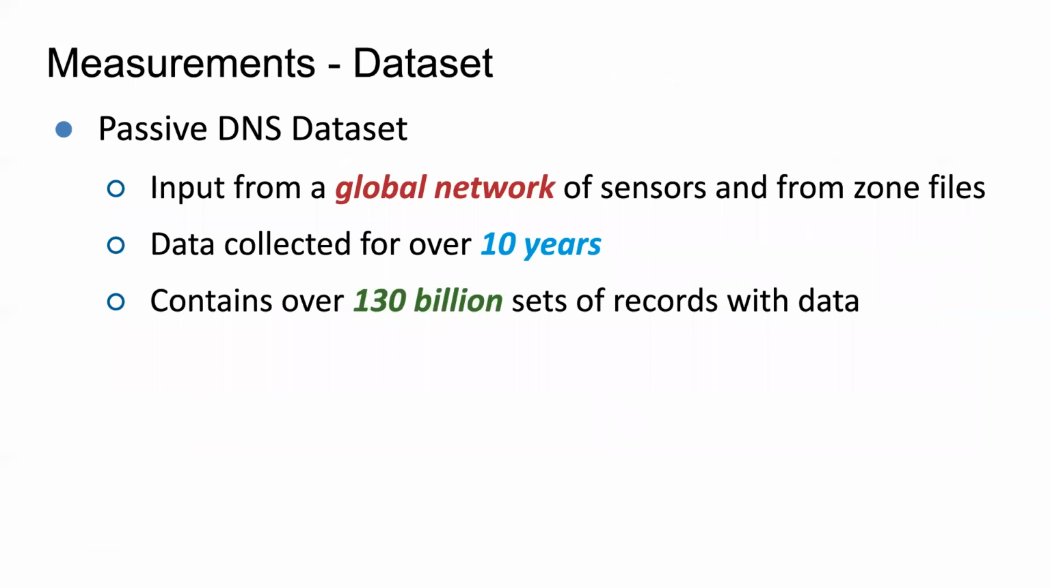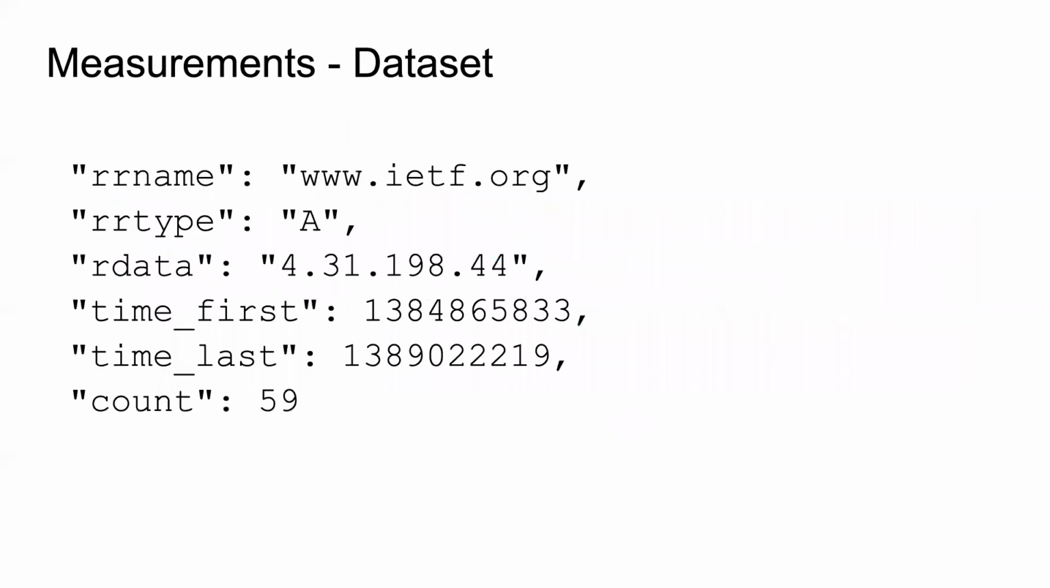We obtained our PDNS dataset from Farsight Security. Again, to give an idea of the data we were using, it's been collected from a global network of sensors and from zone files courtesy of ICANN. This collection process has been happening over the past 10 years, and as of the end of 2019, the database contained over 130 billion sets of records with data for over 51 billion fully qualified domain names.